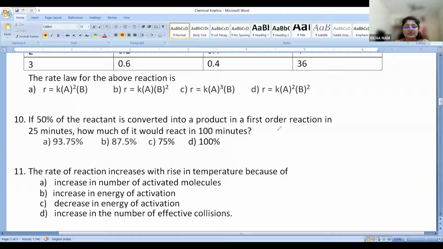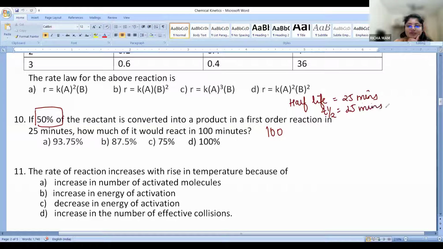So 100 minutes. 50% means what? T half. So half-life is how much? Half-life is 25 minutes. 50% means half of the reaction is completed, right? So T half of the reaction is 25 minutes.